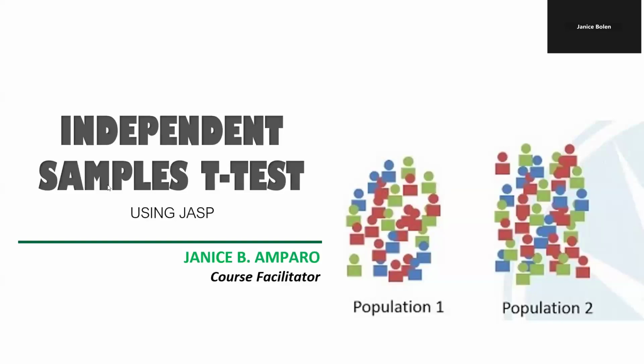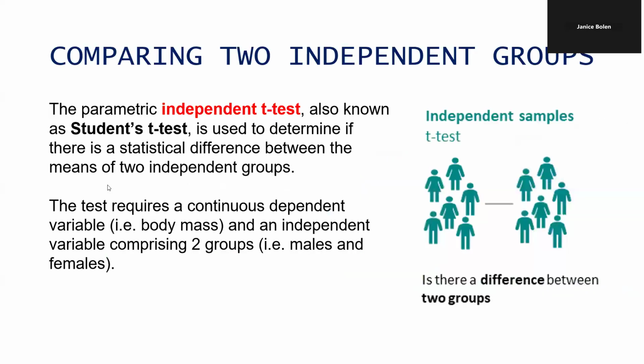Okay, we proceed with our next module on independent samples t-test using JASP. The parametric independent t-test, which is also known as Student's t-test, is used to determine if there is a statistical difference between the means of two independent groups. This test requires a continuous dependent variable.